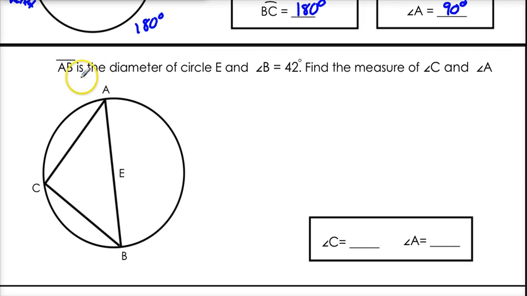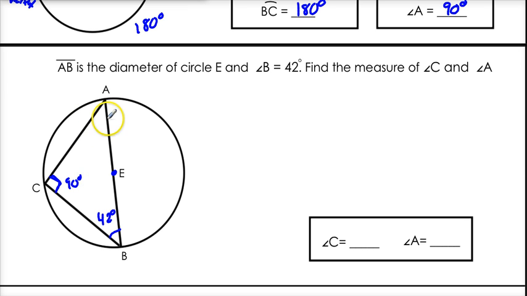Well, in this problem, AB is the diameter of circle E. All right, this is circle E, and AB is our diameter. We know angle B is 42 degrees, so let's fill that in. All right, we want to find the measure of angle C and angle A. Well, how can we do this? Well, here's the thing. If this is our diameter, then we know angle C is a right angle. This is a 90-degree angle. Okay, we could even write that in.